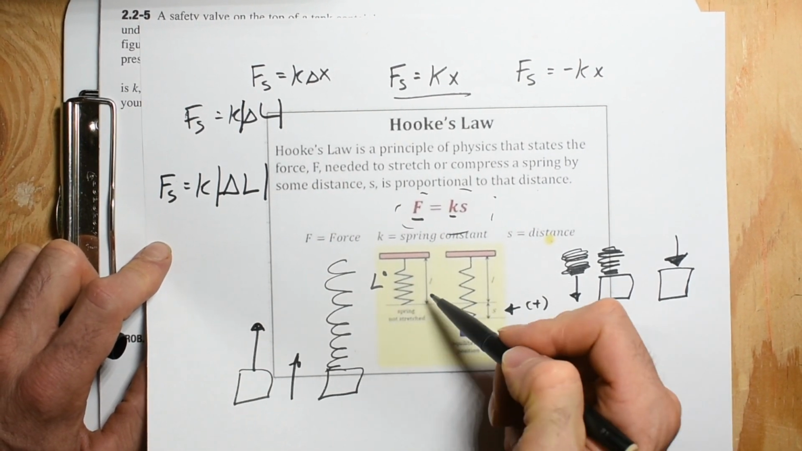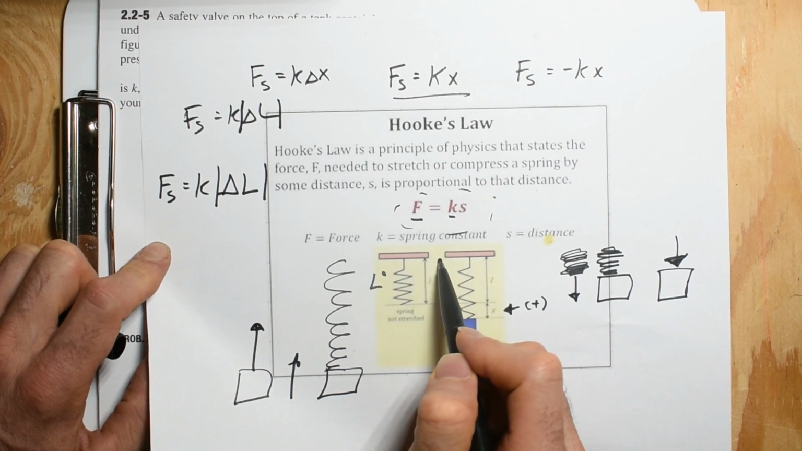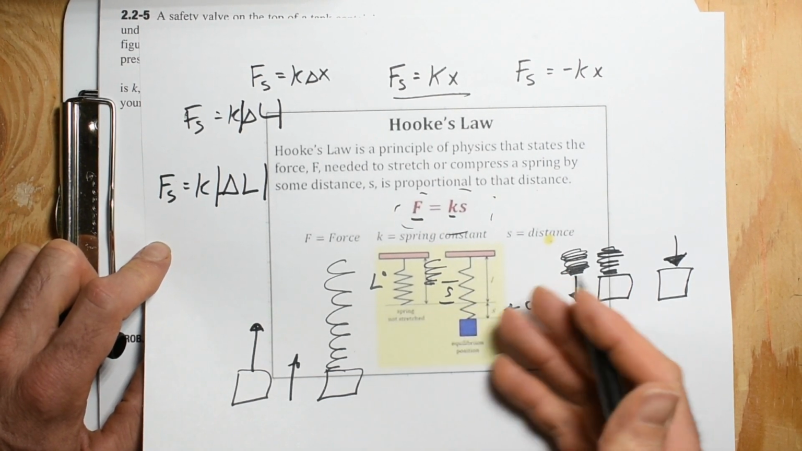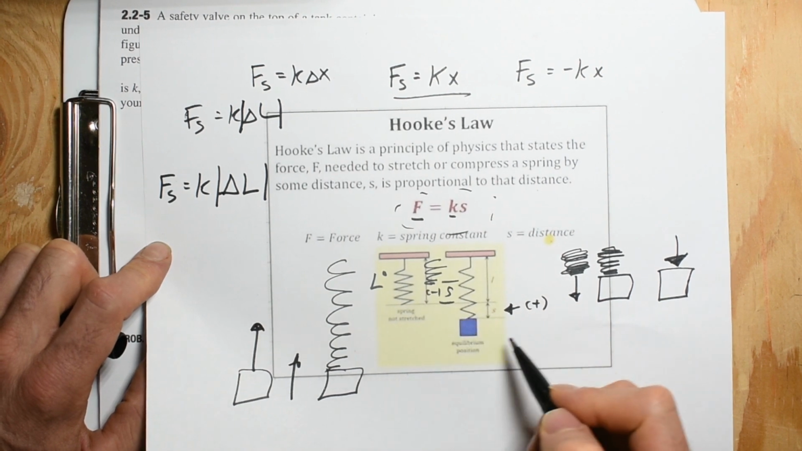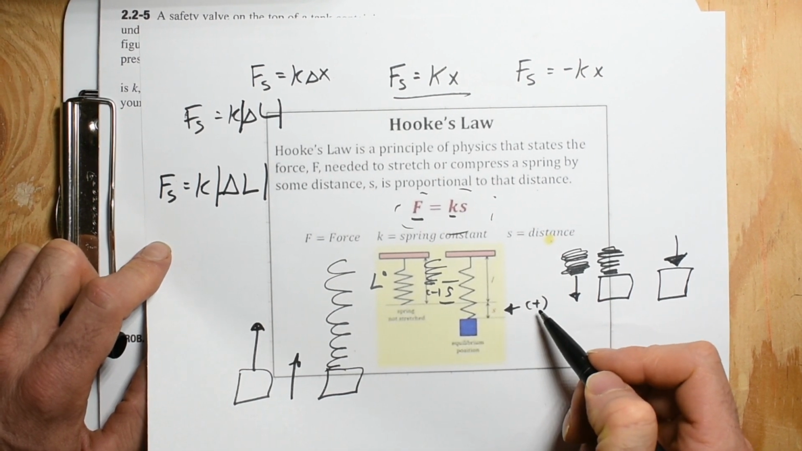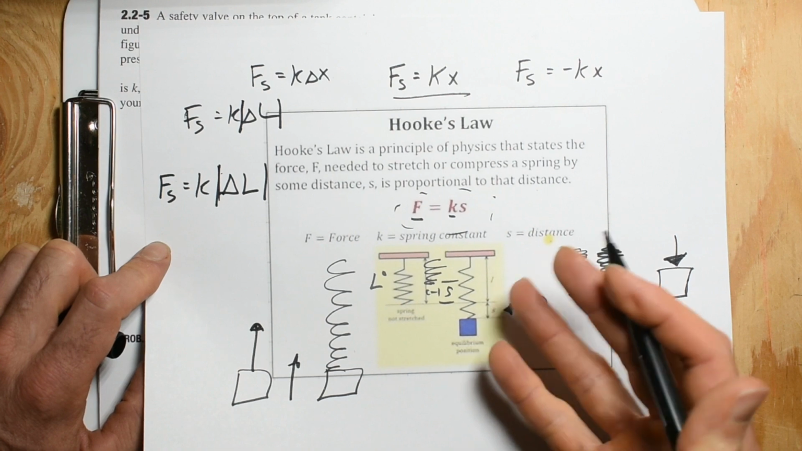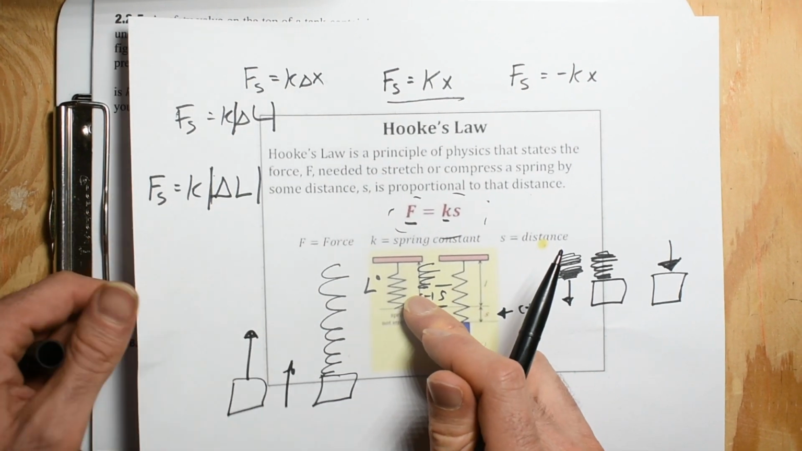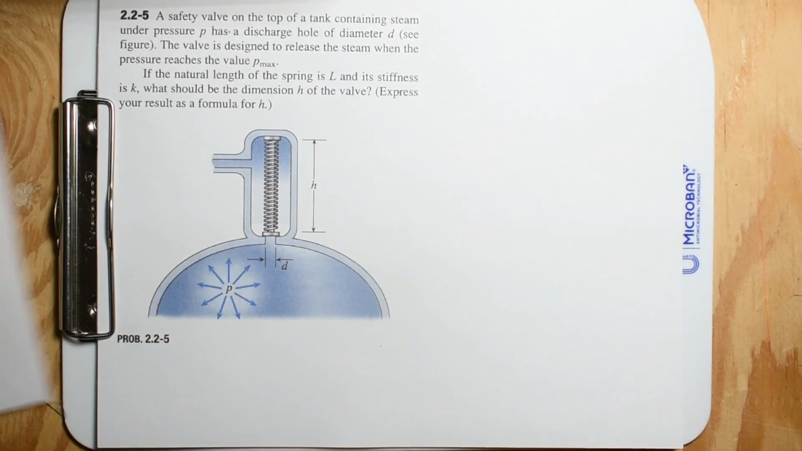So if the spring is all bunched up this way, here's your S. You know what I mean? In this case, your S is negative. In this case, your S is positive. But if you take the absolute value of it, and then you just do your due diligence and say, hey, the spring's in compression, then you'll just work it out.